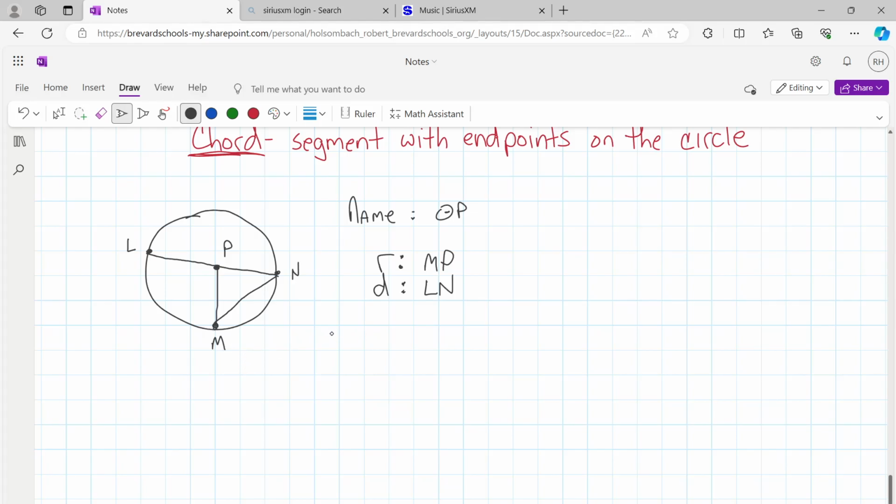And then a chord. Two chords now. All right, one chord is MN, and the other chord in this diagram would be LN. But LN also doubles as the diameter.